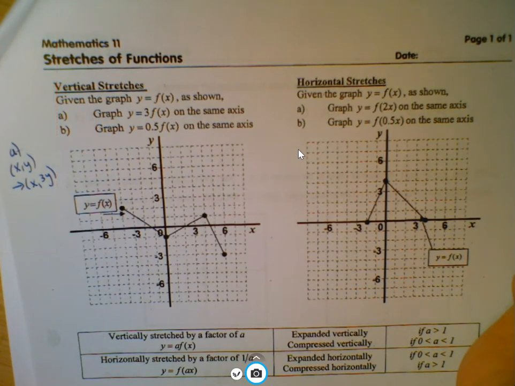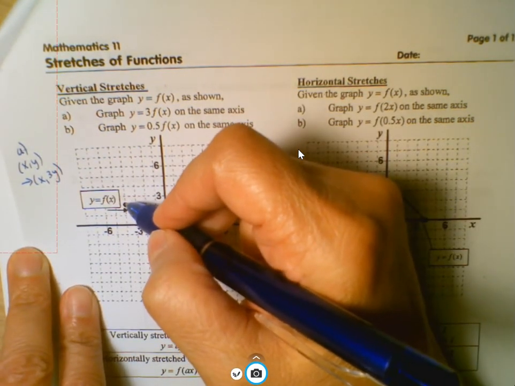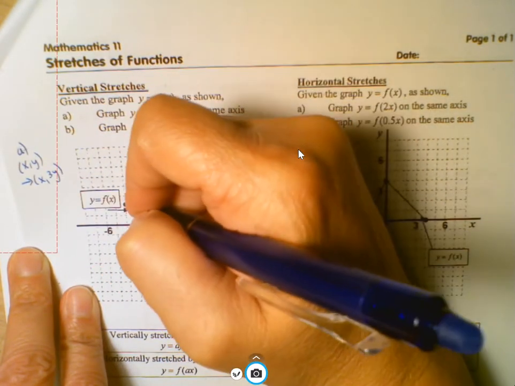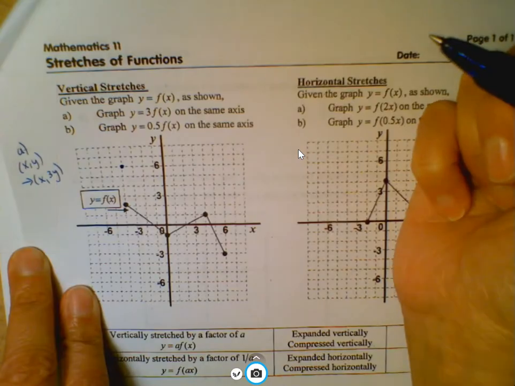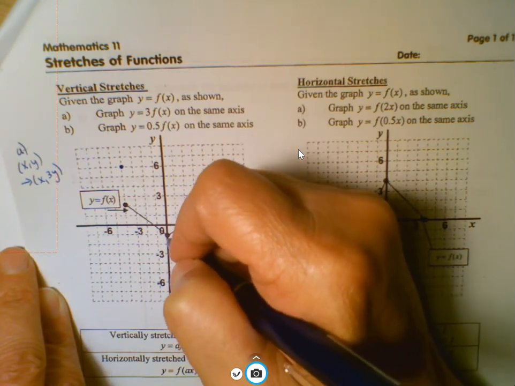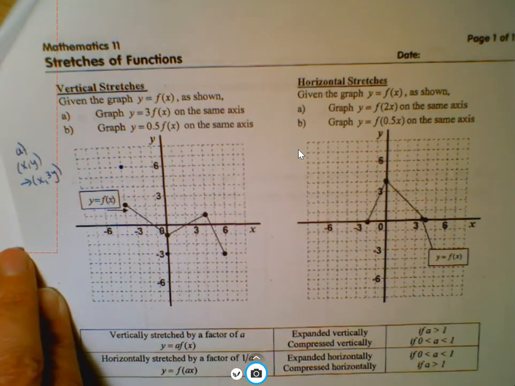So what happens when we multiply the y's by 3? This is the point (-4, 2). If I apply the mapping rule and multiply the y by 3, I get (-4, 6). So that point is transformed to there. The point (0, -1) will be transformed to (0, -3), multiplying the y's by 3.